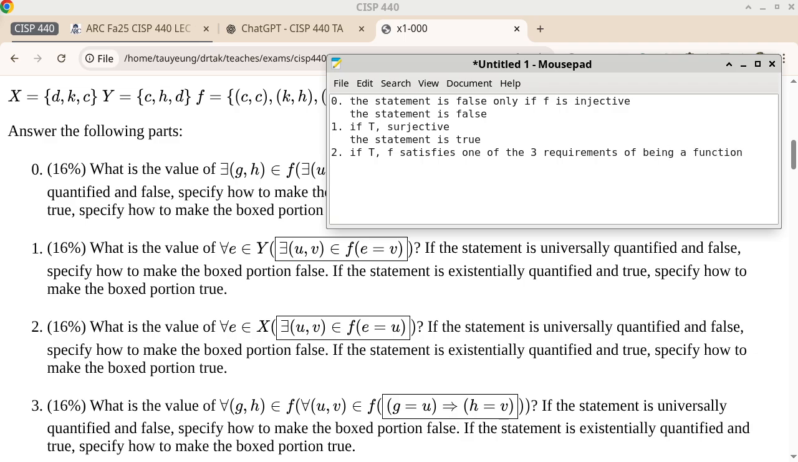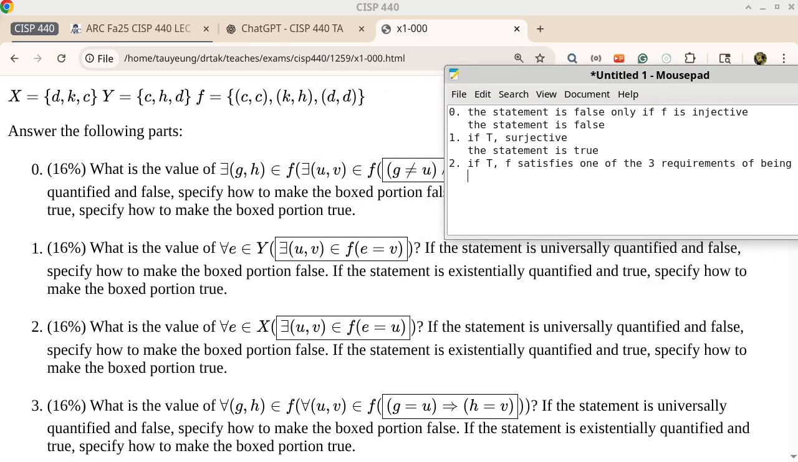All right, so for this specific one, is it true or is it false? So X has D, K, and C. So we ask, does D map to something? It can map to two things, and it will still make it true. D maps to D. Okay, cool. What about K? K maps to H. Cool. C maps to C. Cool. I don't even bother to check whether the other C is actually in Y or not, because that's not what the question is asking. So in this case, the statement is also true.